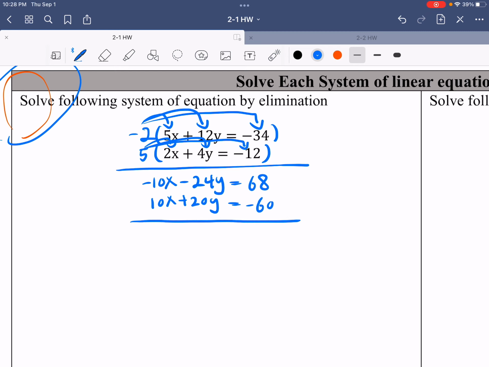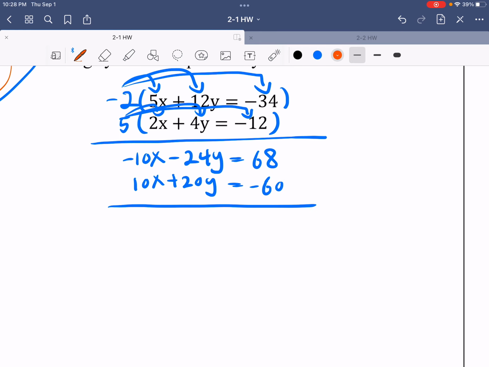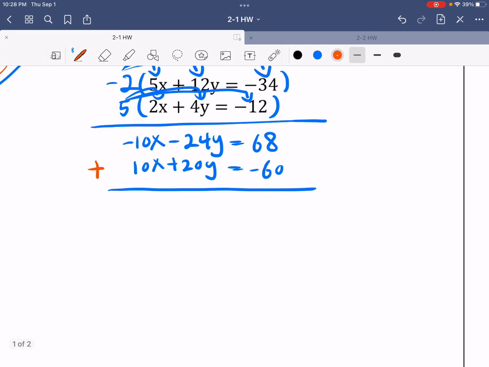Here we go. Let's eliminate them. So we always add them together. That's what we call combine. Negative 10 plus 10, these two disappear. So we just eliminated x. And negative 24y plus 20y, we get negative 4y equals 68 minus 60, we have 8.